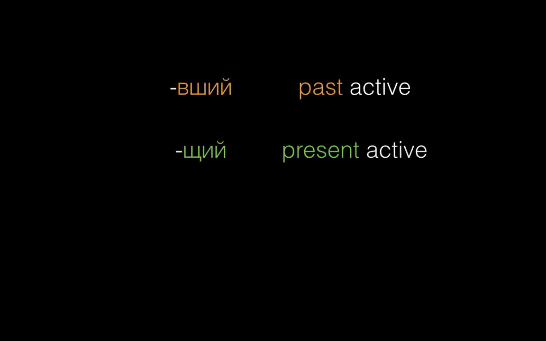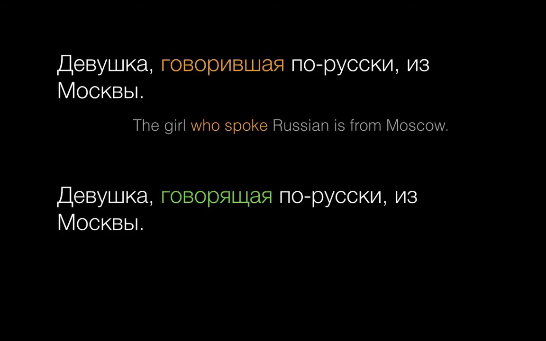Now, both present active and past active participles are really common in written and informal spoken Russian, so we do want to be sure to distinguish the past active participles with вши from the present active participles that end in щи. For example, девушка, говорившая по-русски из Москвы. The girl who spoke Russian, there's our past active participle, as opposed to девушка, говорящая по-русски из Москвы. The girl who speaks Russian or is speaking Russian is from Moscow.